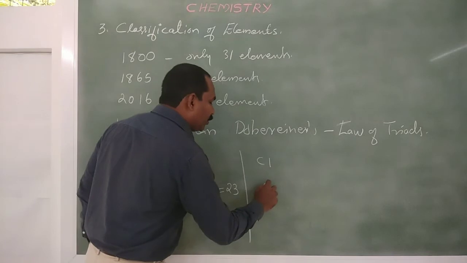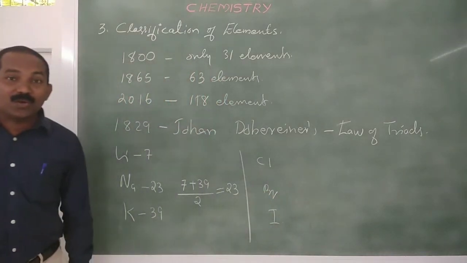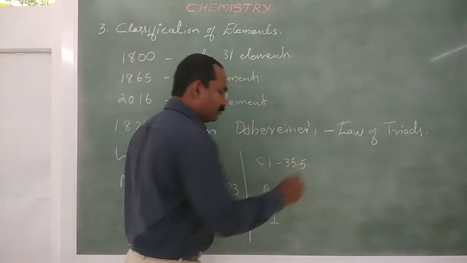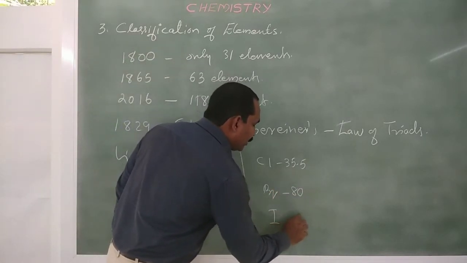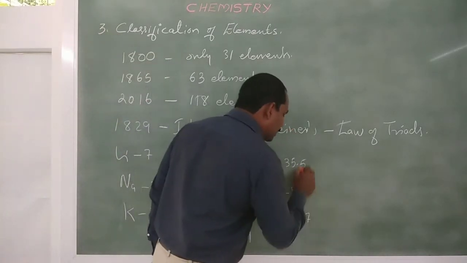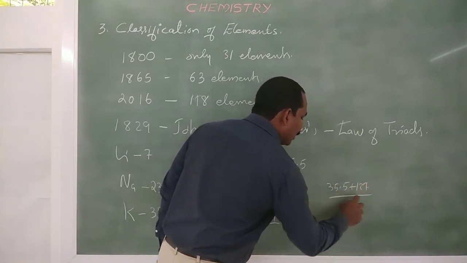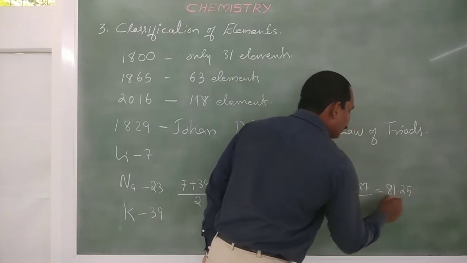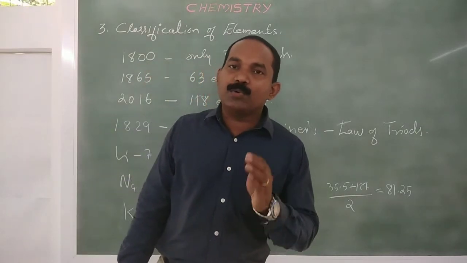Another triad is chlorine, bromine and iodine. Chlorine 35.5, then bromine 80 and iodine is 127. The arithmetic mean, 35.5 plus 127 divided by 2, is equal to 81.25. This is similar to 80. It is very close to the value 80.